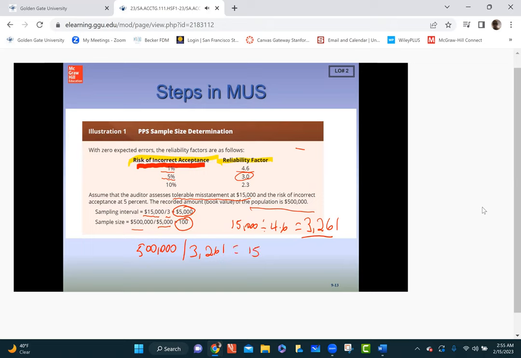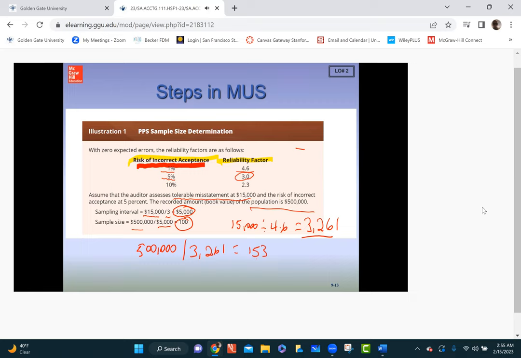So you can see how these reliability factors relate to confidence level and to what we were saying earlier about confidence level. You want to be more confident, larger sample size, right? This is just showing you how these reliability factors line up with our confidence levels and how that affects sample size.